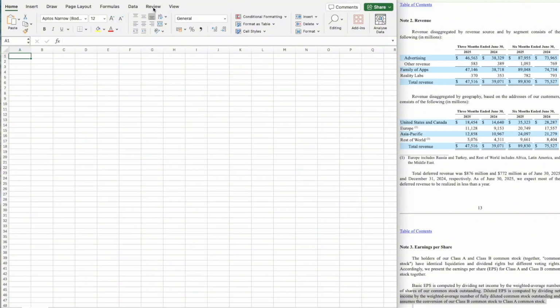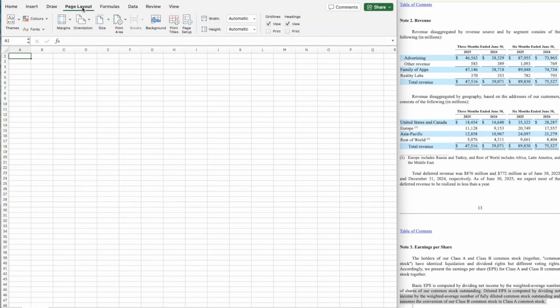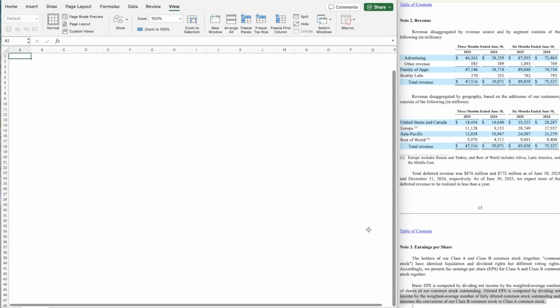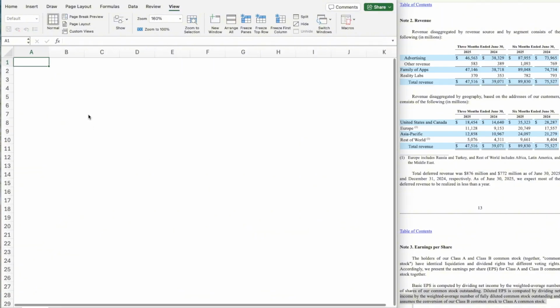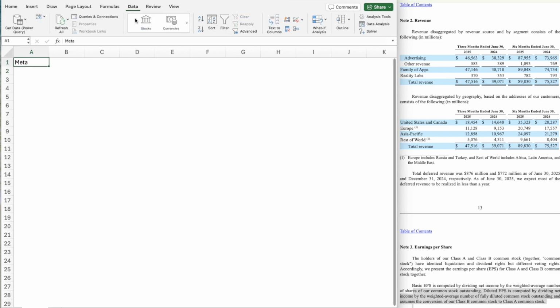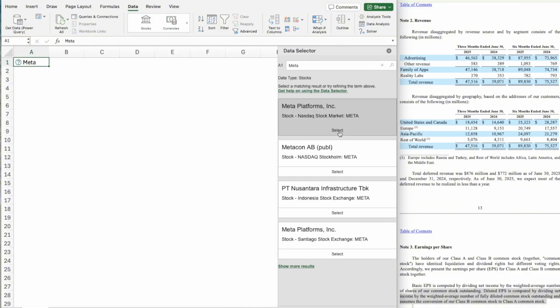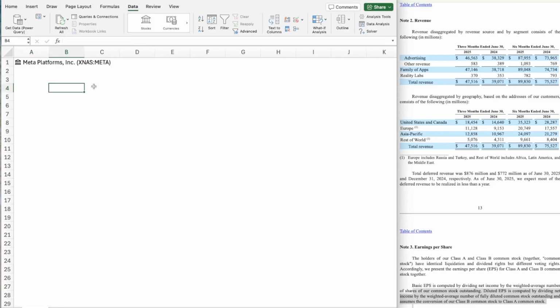We open a blank spreadsheet. As always, we take off the grid lines, view. We don't need to do anything on this page because it's for the WACC. I'm going to zoom in a bit. And in A1, let's put Meta. Then go to data and we go stocks. Let Excel find it for us. Okay, and there we have it.